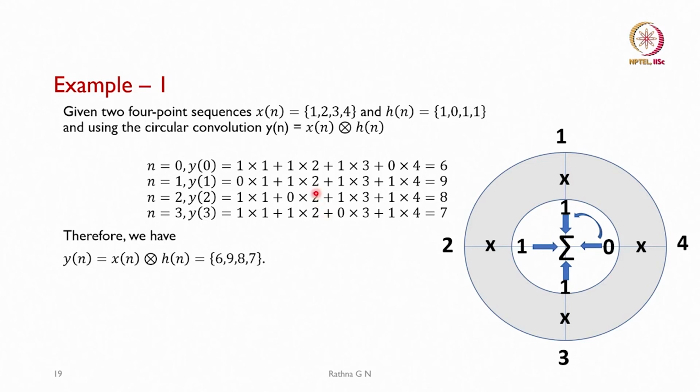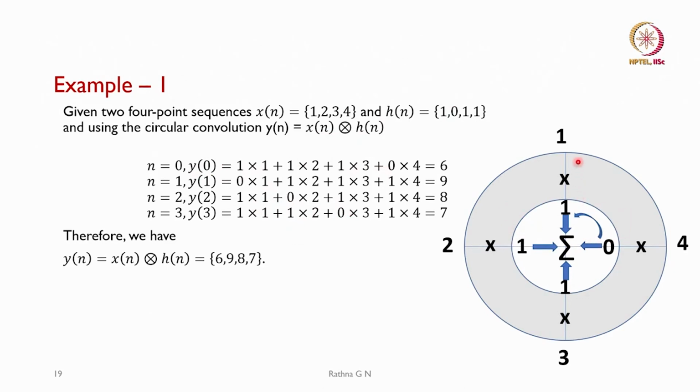So, as an example, as I have been mentioning, x of n is given as 1, 2, 3, 4 and our h of n is 1, 0, 1, 1. In this case, as you can see, both are of the same length. We will do the circular convolution. So, the steps have been written here. How to arrive at these steps using our concentric circles, we will see.